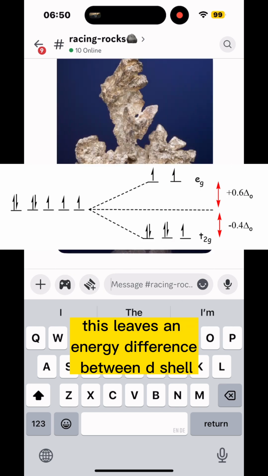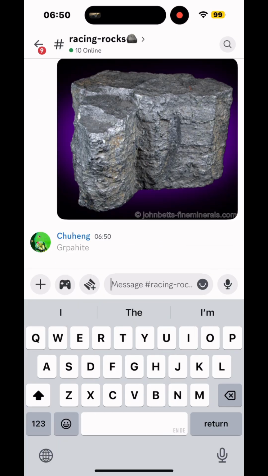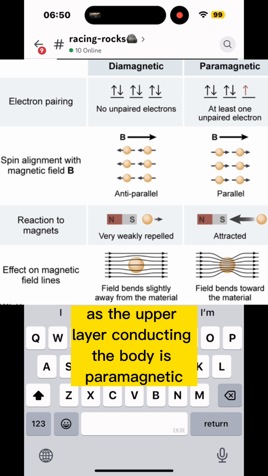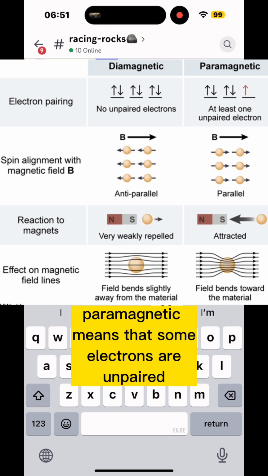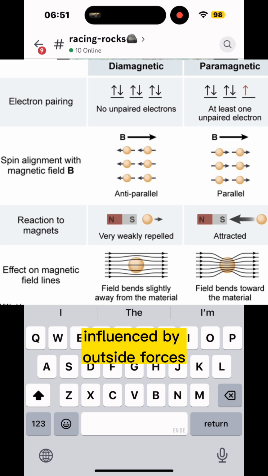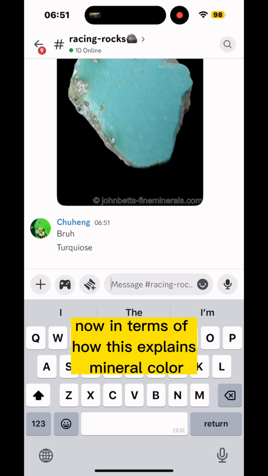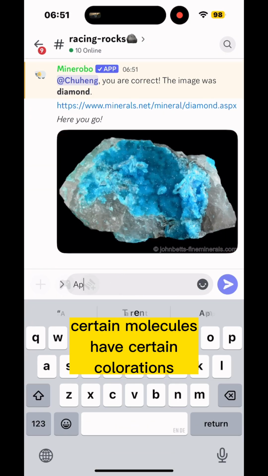This leaves an energy difference between the d shell conducting the bonding and the d shells which remain behind, which is represented by delta O. This introduces unique magnetic properties and electron movements, as the upper layer conducting the bonding is paramagnetic and the lower layer is diamagnetic. Paramagnetic means that some electrons are unpaired. This allows for the electron to be influenced by outside forces such as a magnet, and is why some minerals exhibit magnetic properties.